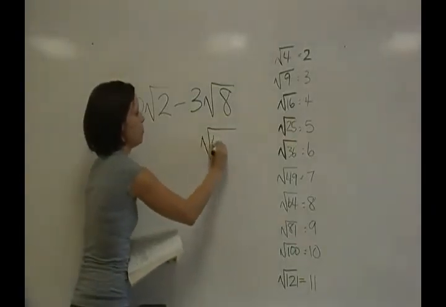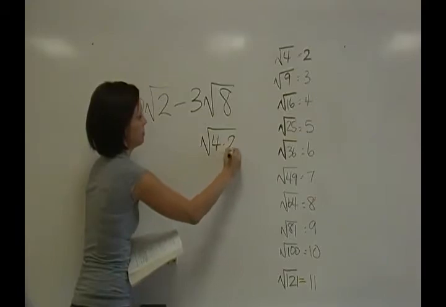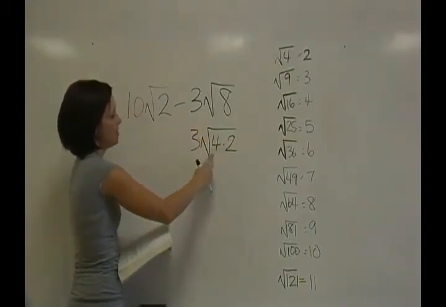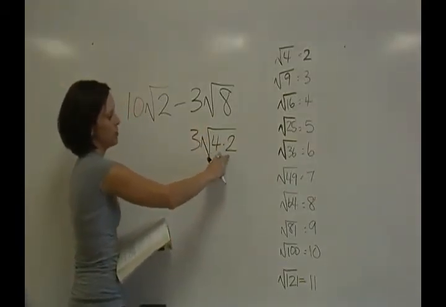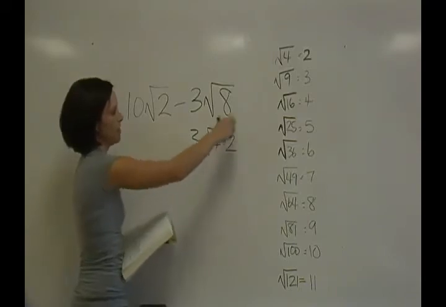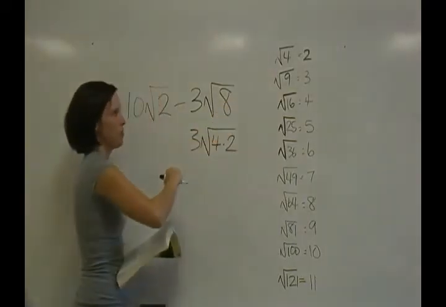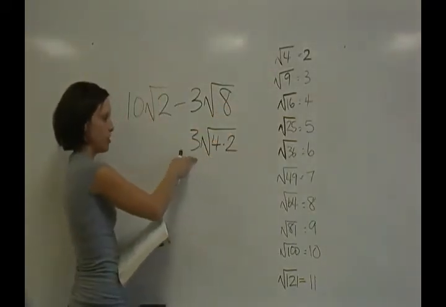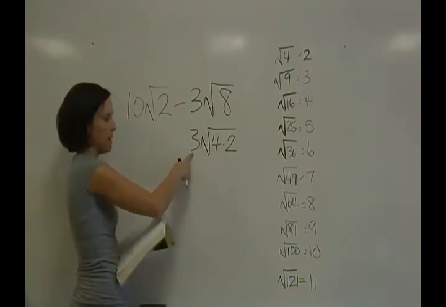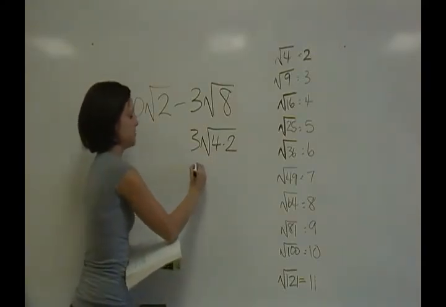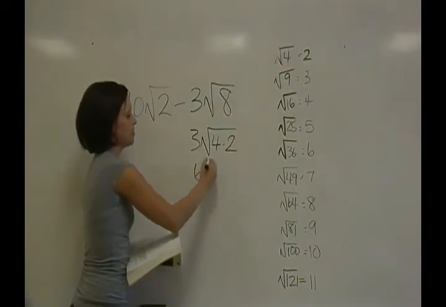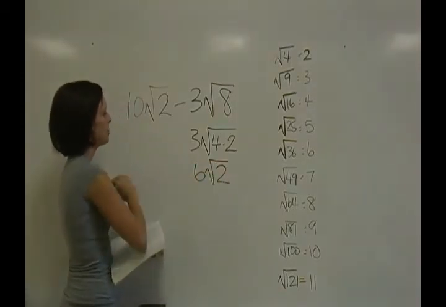We know that 4 times 2 equals 8. We have square root of 4, and square root of 2. So this should be on your cheat sheet as square root of 4, which equals 2. You take the whole number out and multiply it by 3. So 3 times 2 is 6, and you're left with square root of 2.